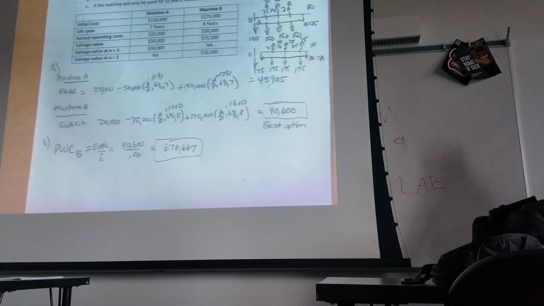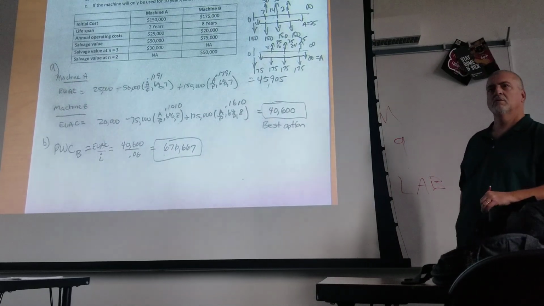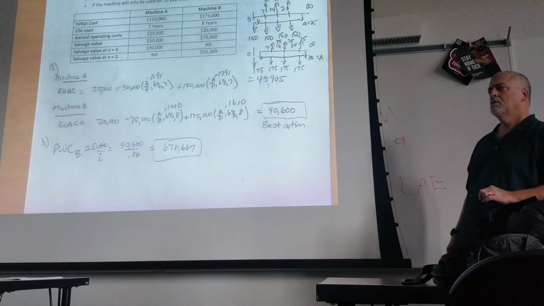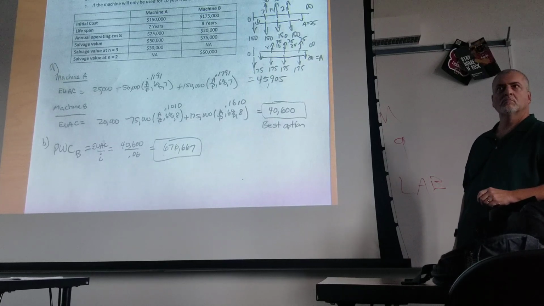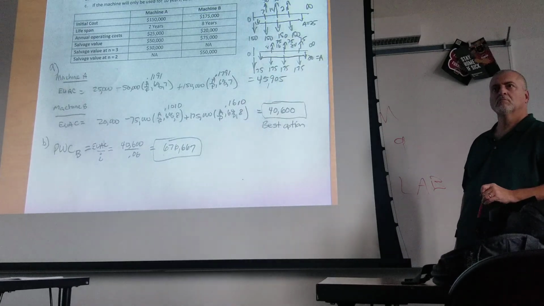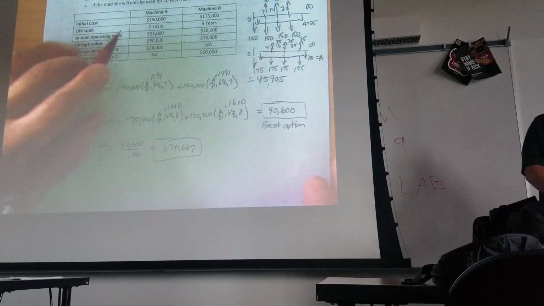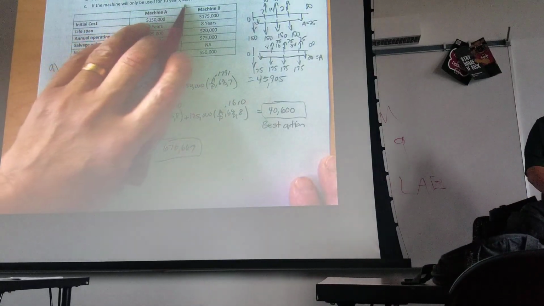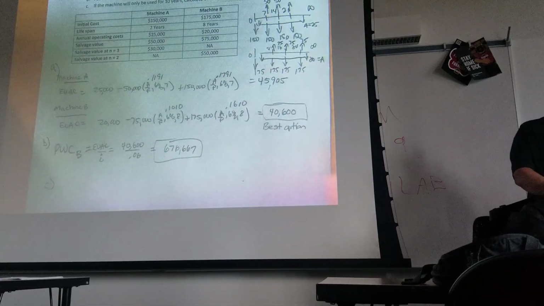Before we do part C, what questions do you have about the rollover solution? Okay, let's do part C. Part C is, if the machine will only be used for 10 years, calculate EUAC. So now we're going to have a definite endpoint of 10.